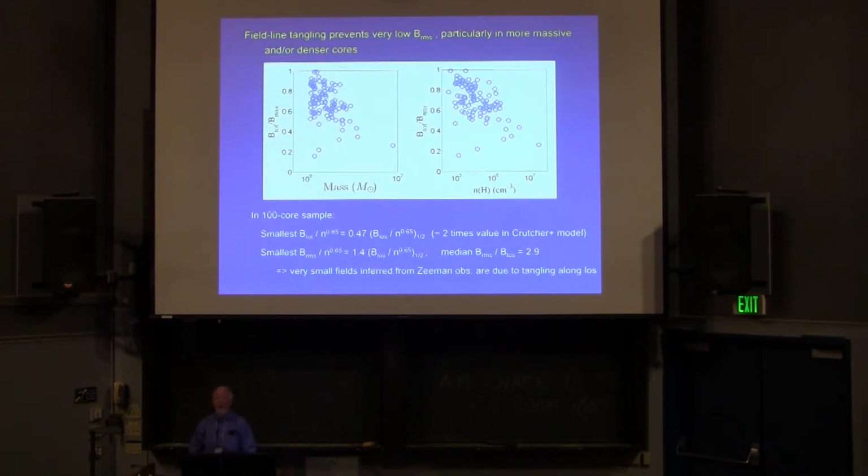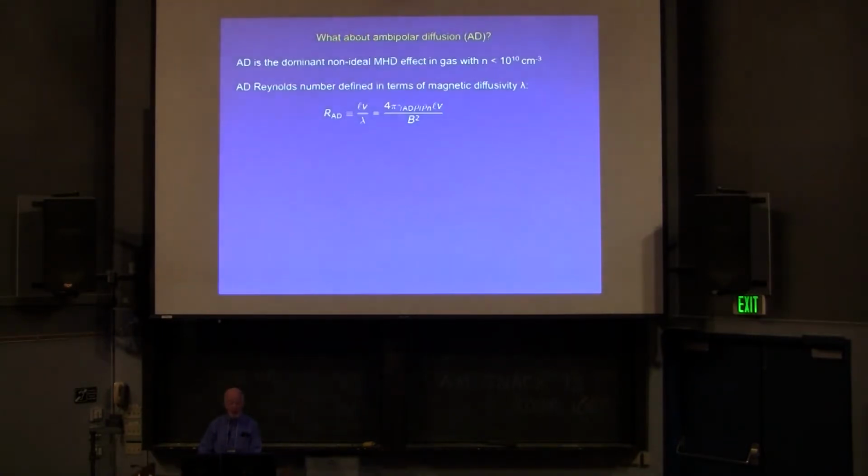So we then conclude that the very small fields that are inferred from the Zeeman observations are due to tangling along the line of sight.